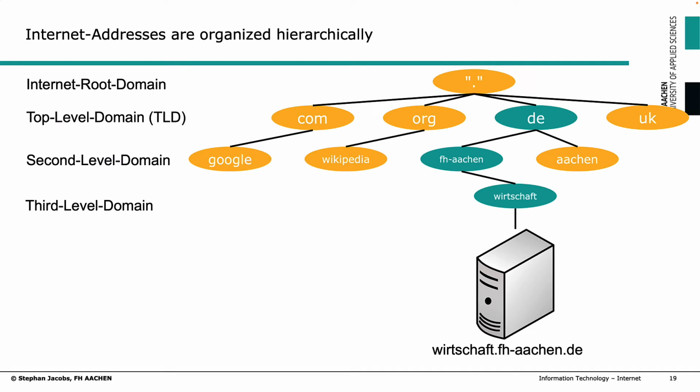Let's once again have a look at it. We do have this internet root domain, which is simply a dot and which never shows up in any kind of address. But then we have what is called the top-level domain. DE stands for Germany, and we have second-level domains within, like FH Aachen, and we have third-level domains and maybe even fourth-level domains. So you can see this wirtschaft.fh-aachen.de is finally assigned to a computer.